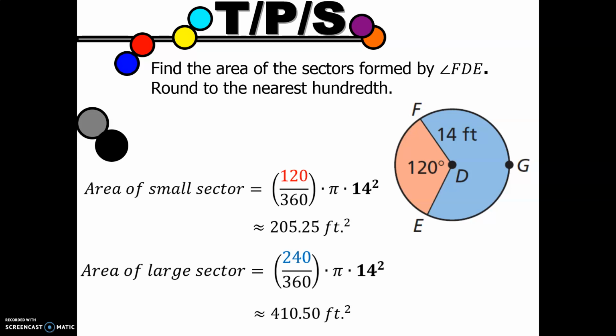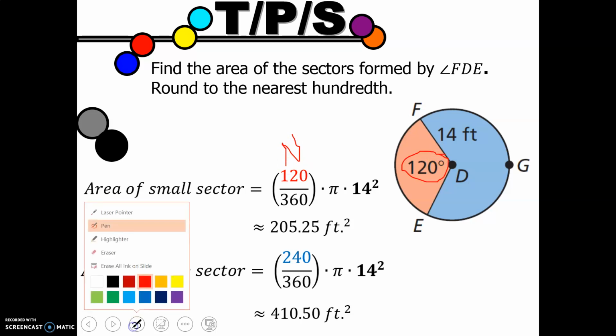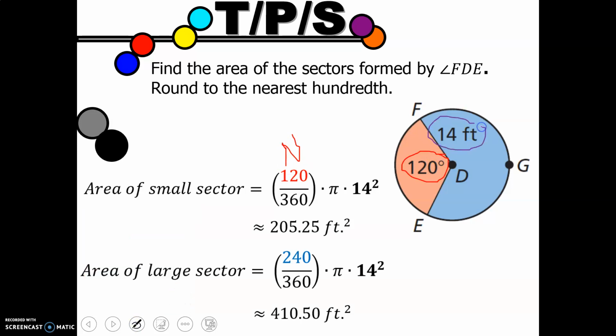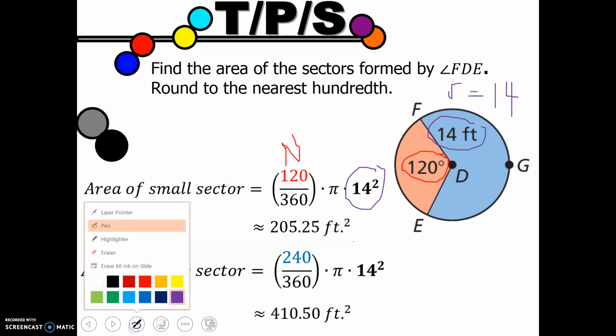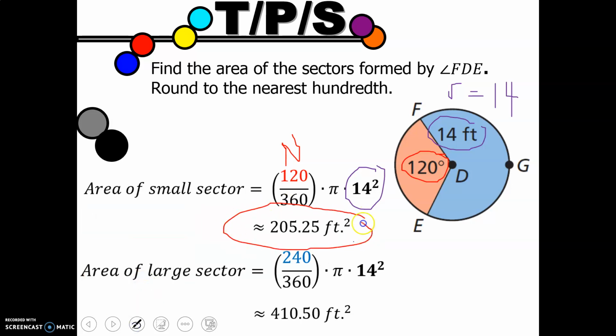Your small sector starts off with a 120 degree arc. So this is 120 and that goes here. That's what we called N in our formula. And you might notice a radius here of 14. R is 14. So we're going to plug in R right here, R squared. Type all that in your calculator. So 120 over 360 is a third. You can simplify that. Make that 1/3. 1/3 times pi times 14 squared gives you an area of approximately 205.25 square feet.